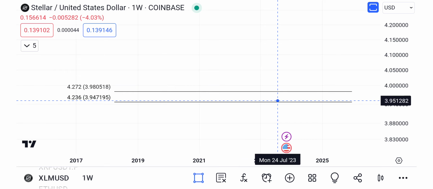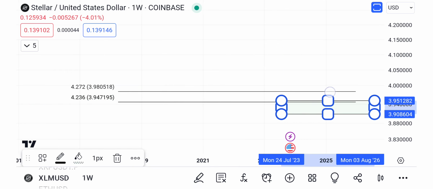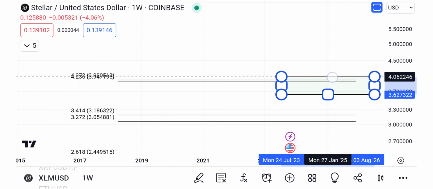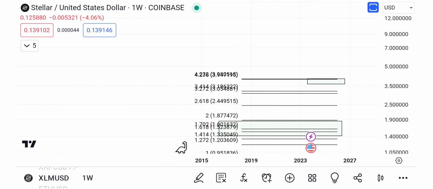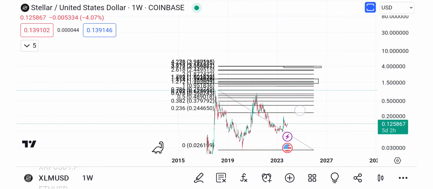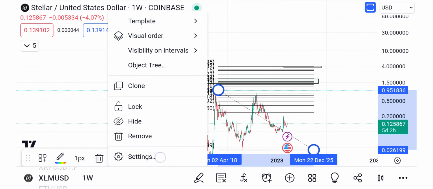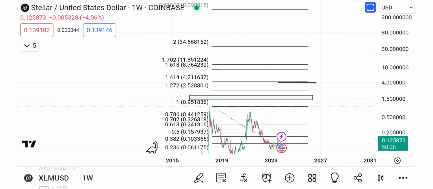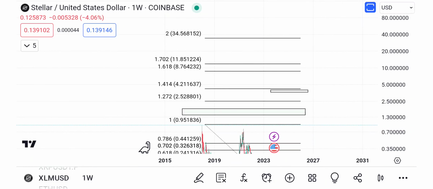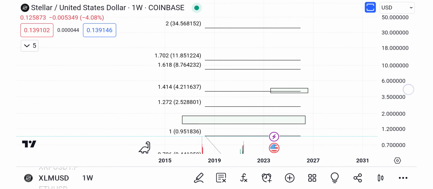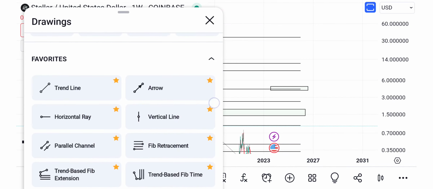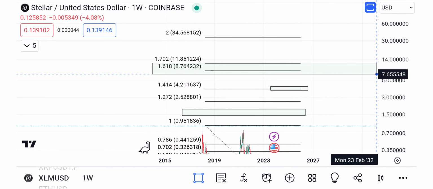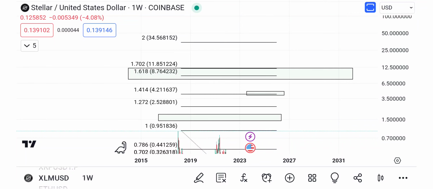about $3.94. So right in here. That would be your ultra bull count. And can it go higher than that? Of course it can, right? If I flip this to log scale, we're hitting that 1.414, right? So if I pull this to log scale, I think the most bullish scenario for XLM would be to hit $8.76. So between 8 and $9.